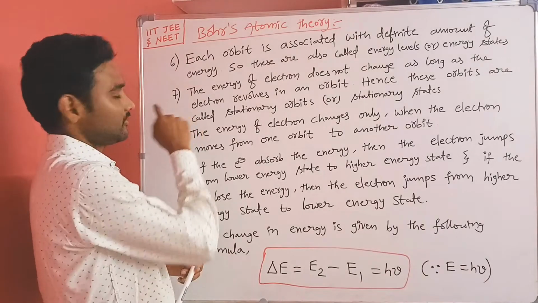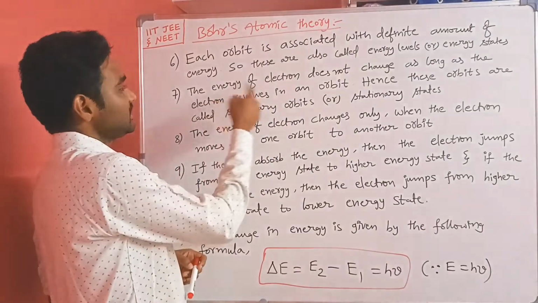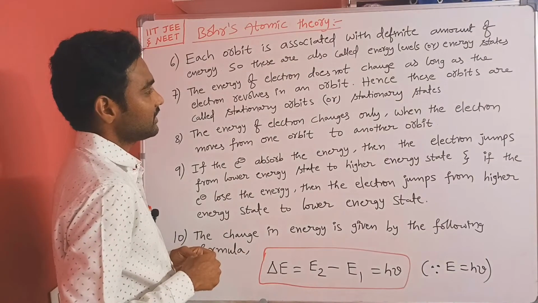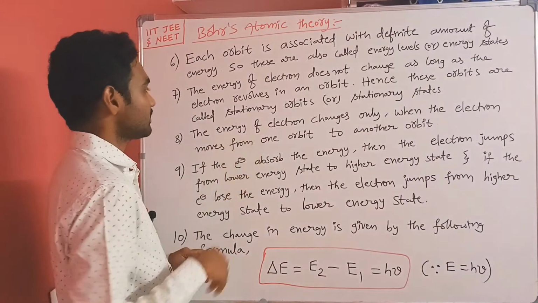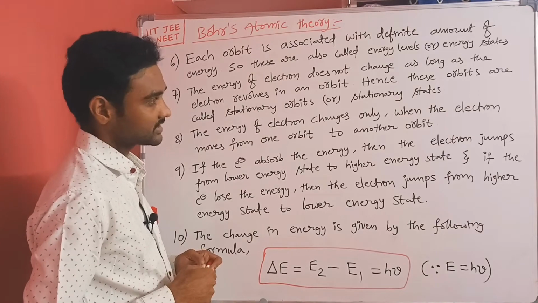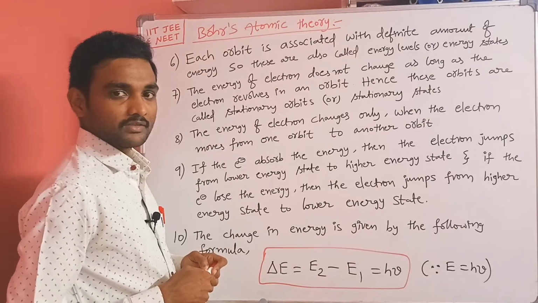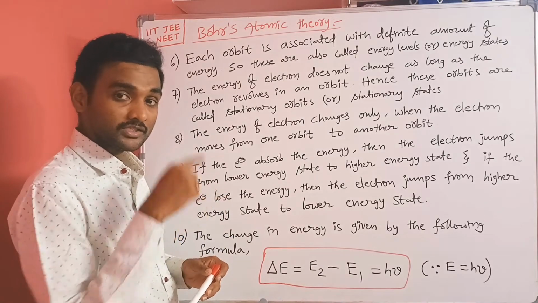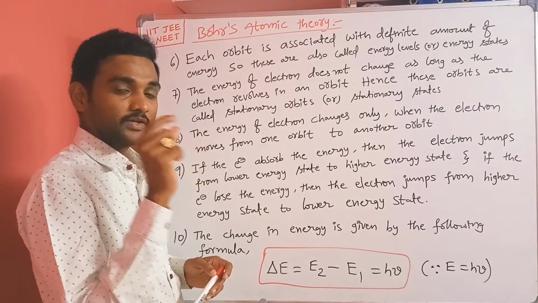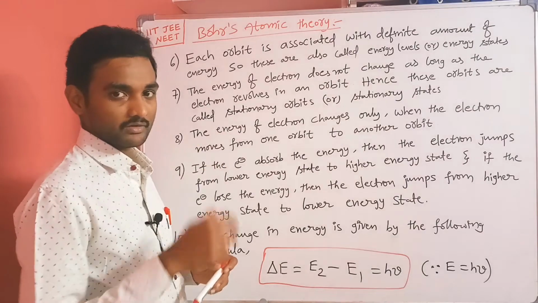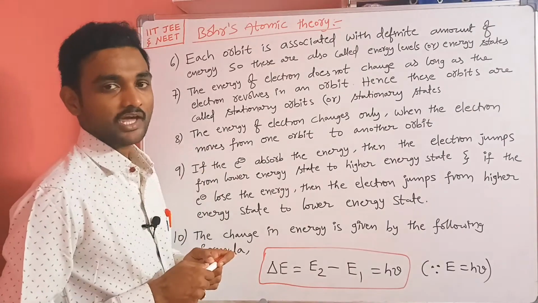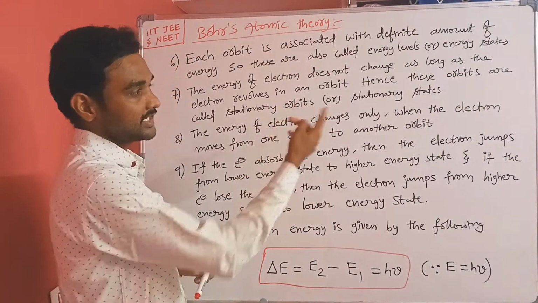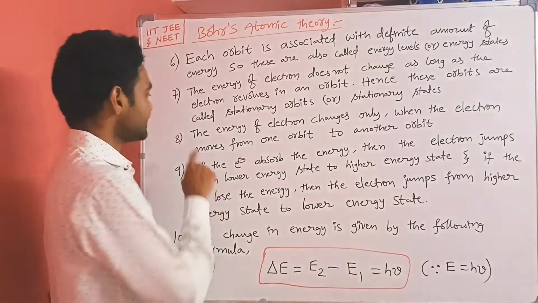Next, the seventh point. The energy of the electron does not change as long as the electron revolves in the orbit. Hence, these orbits are called stationary orbits or stationary states. The energy of the electron does not change when it is revolving in a particular fixed orbit. Remember.